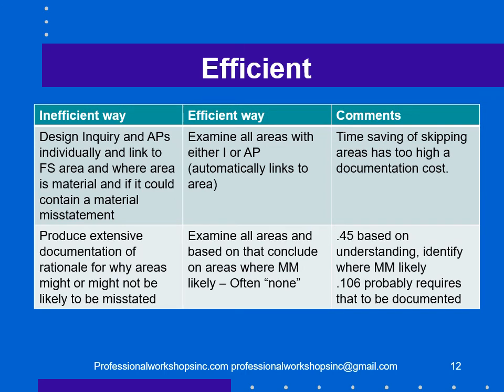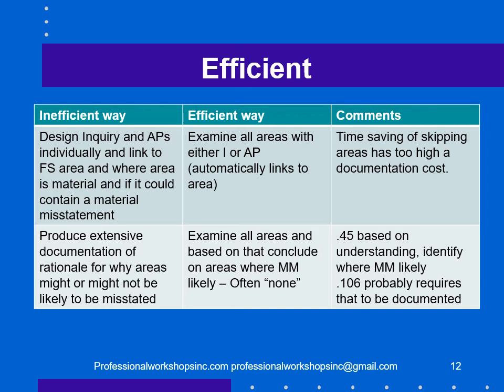Design individual inquiry and analytical procedures and link to financial statement areas where the area is material and could contain a material misstatement. That's kind of like an audit. Or just examine everything with either inquiry or analytical procedures, and that automatically links to the area. And again, the time saving of skipping an area is too high a documentation cost.